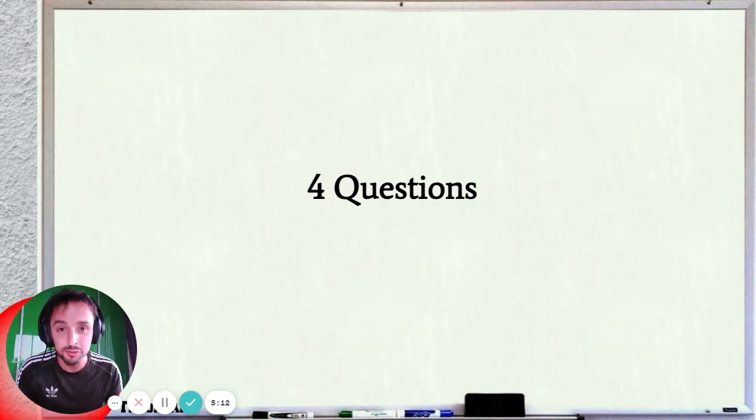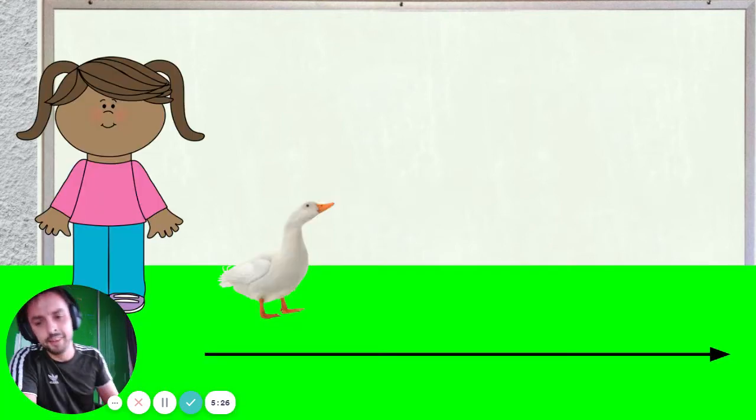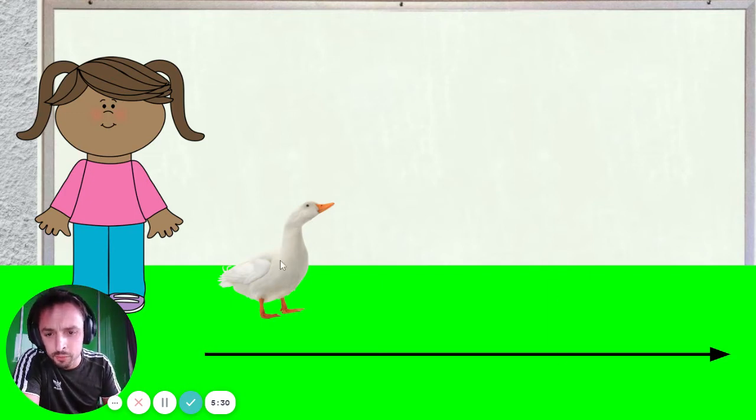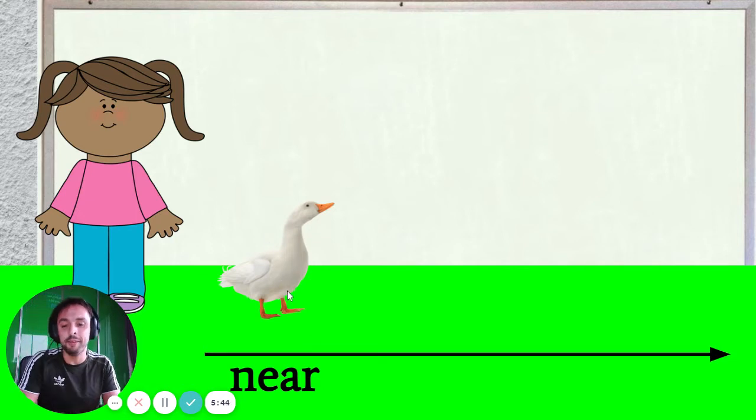Now we have four questions in Unit 3 that you need to learn. I'm going to go through them very quickly. We're going to go through them in more detail in the future, but for now we'll just go through it very quickly and see if you can remember. So the first one, what do we have here? We have a duck. Is the duck near or far? It is near. And how many ducks? Just one duck, and it is near.